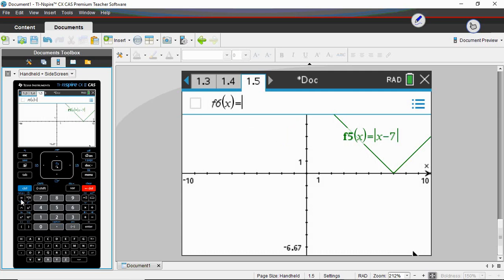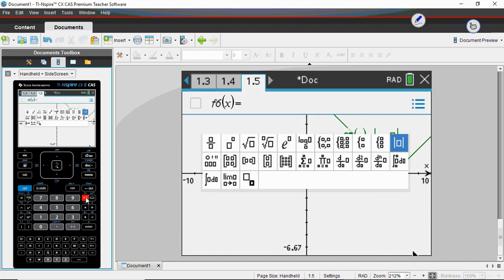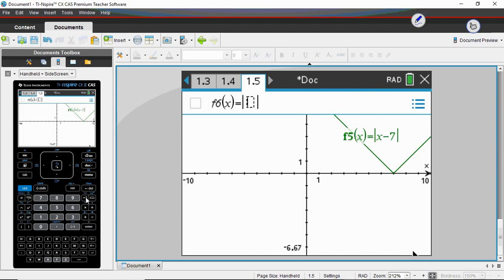The first way is we can press this button here. I don't really know what to call that button, but it's right next to the 9. If we choose that, then there's a whole lot of prompts here. Oh, this is actually another way that we could get a square root, by the way, to show up. Didn't think of that before. But right there, that's an absolute value. So we can just press enter, and then we can type in what we want inside of it.